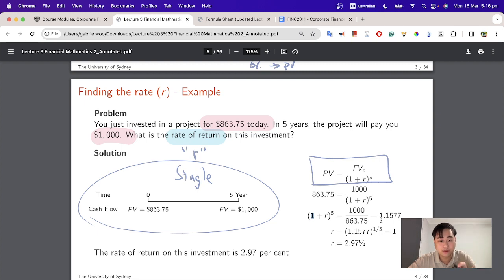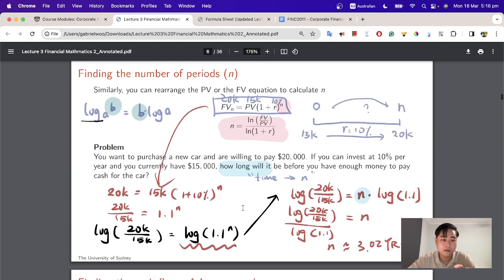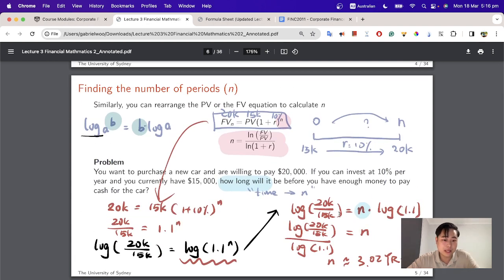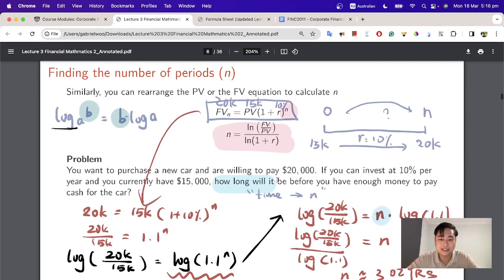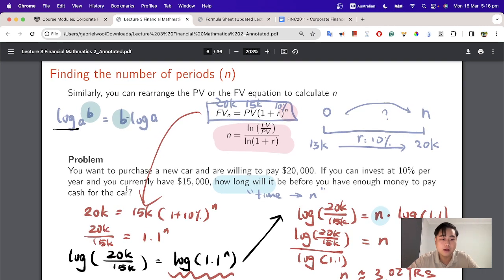Alternatively, you could use the formula here, which is just a rearrangement of the future value formula. Finding the number of periods. Okay, so if you want to purchase a new car and are willing to pay 20,000, you can invest at 10% per year. You currently have 15,000. How long would it take before you have enough money to pay cash for the car? So we're looking for how long. So we're looking for N. N is the missing variable.